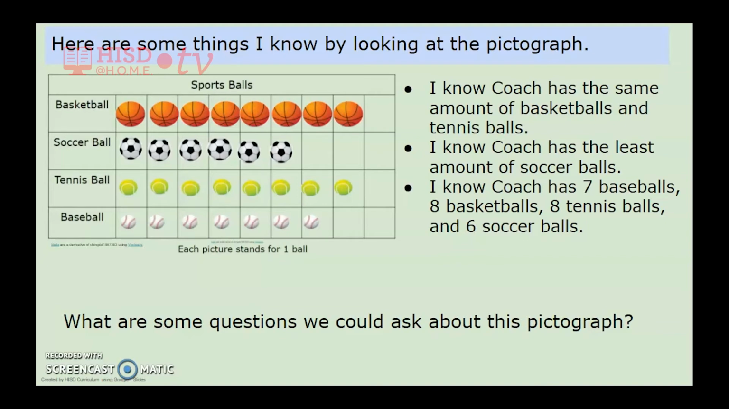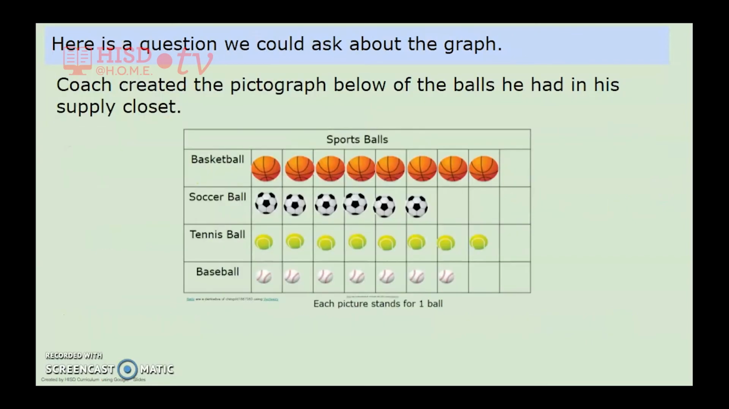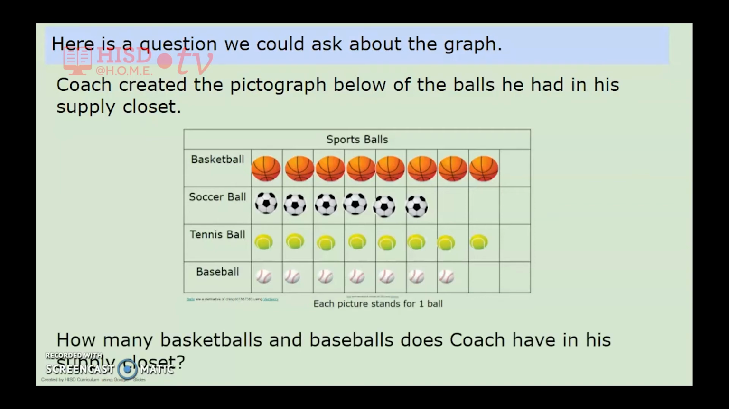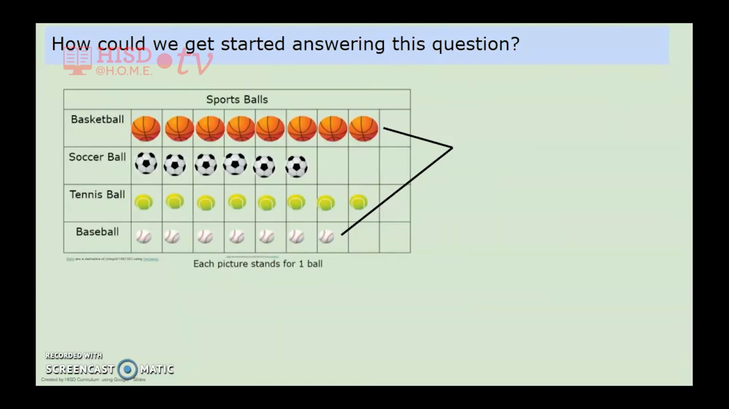What are some questions we could ask about this pictograph? Here is a question we could ask about the graph. Coach created the pictograph below of the balls he had in his supply closet. How many basketballs and baseballs does Coach have in his supply closet? How could we get started answering this question?